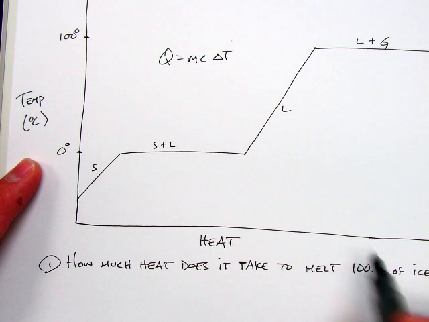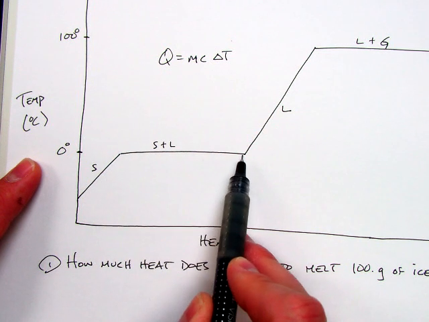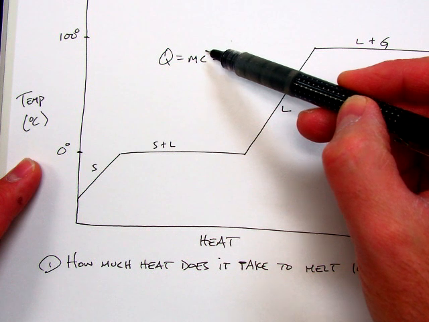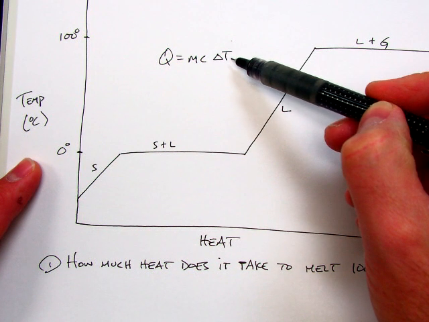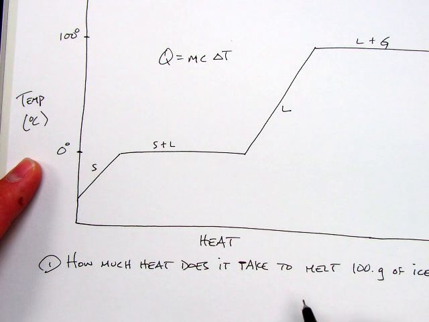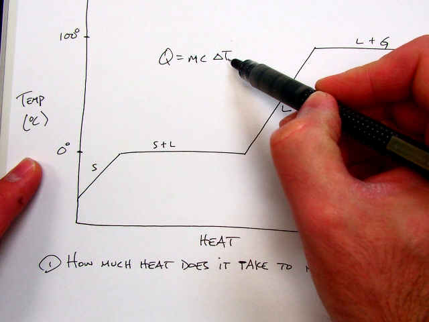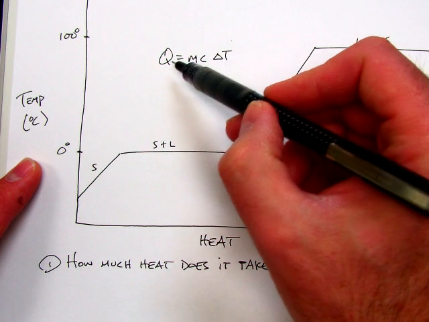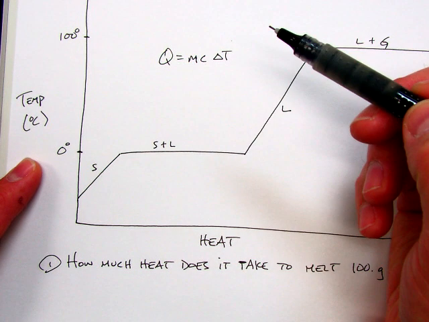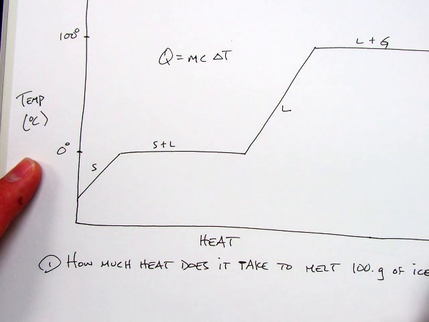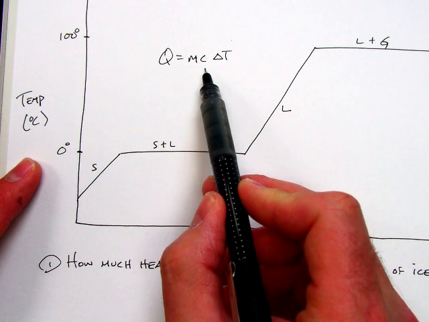Now, during a phase change, we can know the mass, and we know the specific heat that will be given. What is our change in temperature? Our change in temperature during a phase change is 0. If I have a 0 for my change in temperature, what does that make my heat? Well, it makes my heat 0. Now, we need to ask ourselves, does that make any sense? Does it require 0 heat to melt ice? We know that's not true. We do need heat to melt ice. So we're not going to be able to use this particular formula during a phase change.